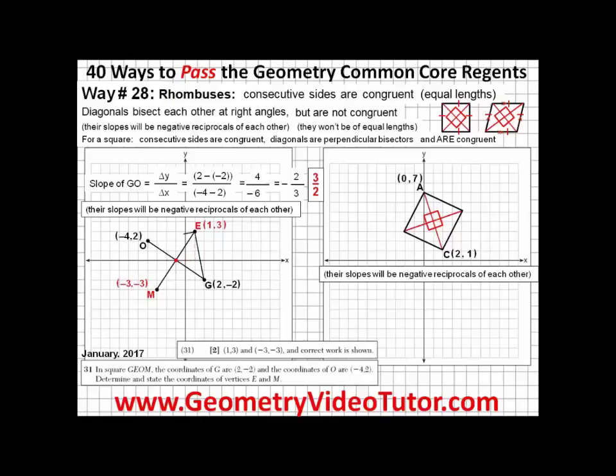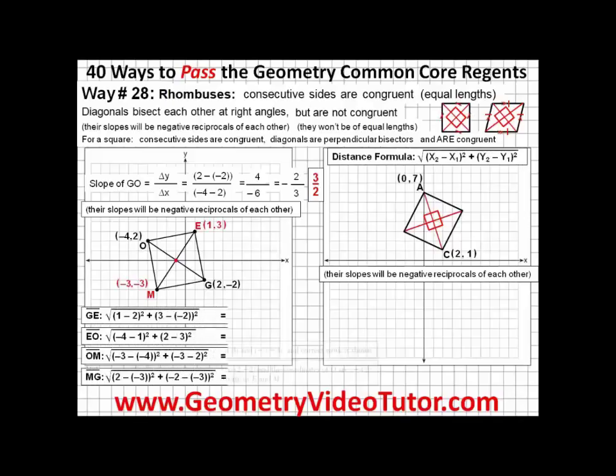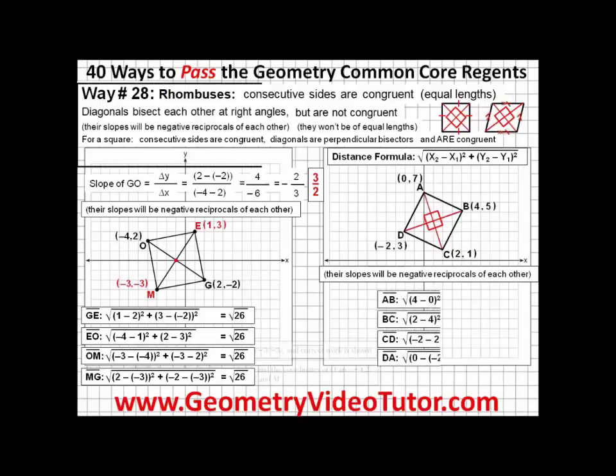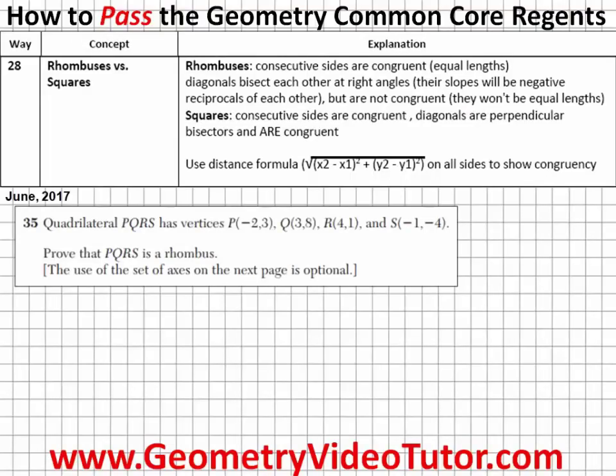And just in case you need to prove that this is in fact a square, you can use the distance formula to show that all of the sides are congruent. And had they given you the other two coordinates for the rhombus, congruency can be shown here as well. Alright, that was way number 28 on how to pass the Geometry Common Core Regents.